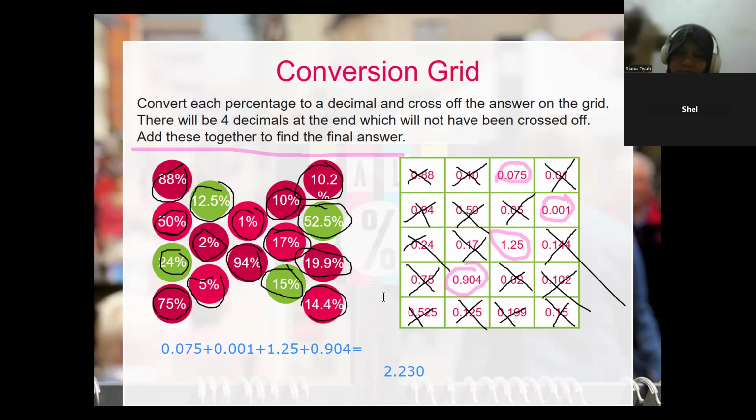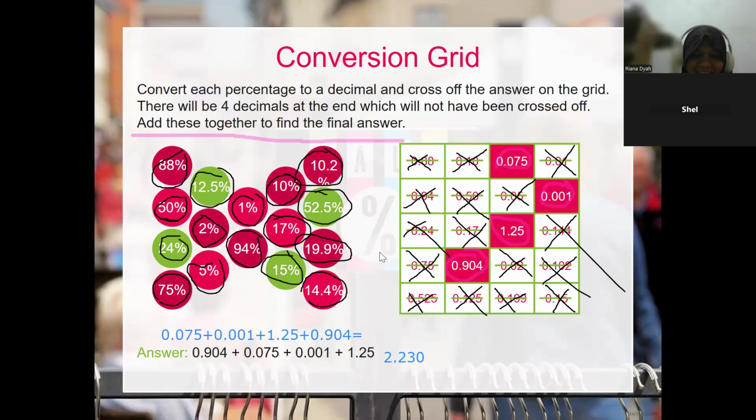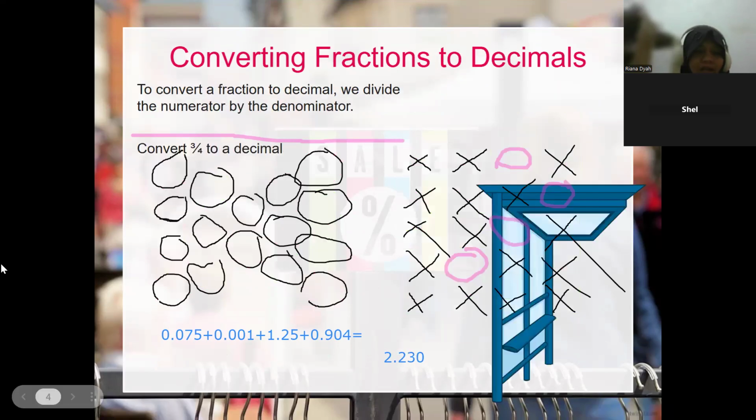You already wrote it down, yeah? 2.230. Okay, sorry. Yes, it's correct. The answer 2.23 or 2.230 is already correct also. All right, next.